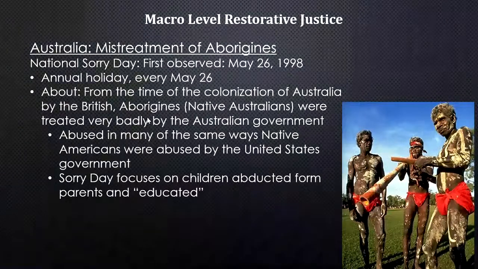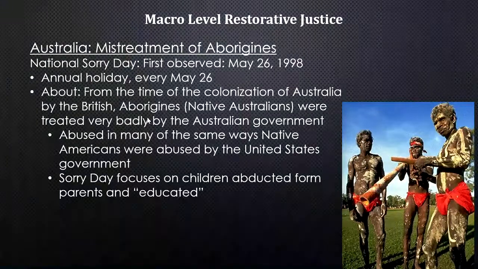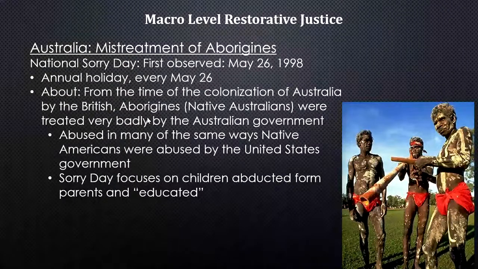From about the time of the colonization of Australia by the British, the Aborigines were treated very, very badly by the Australian government. They were abused in many of the same ways that Native Americans were abused in the United States by the United States government. Most notably and most egregiously, the Aborigines, like Native Americans, were taken from their families, and children were abducted and then re-educated to be more like the present white population.